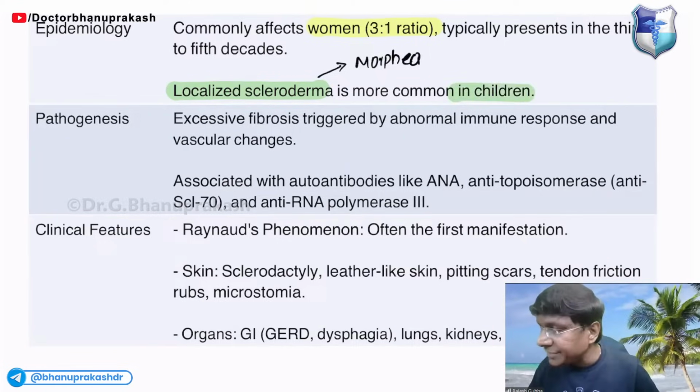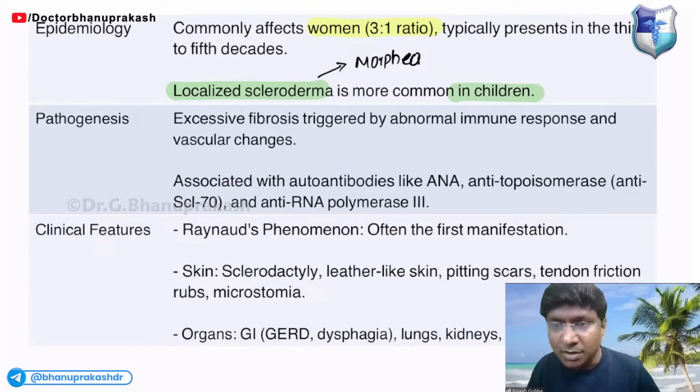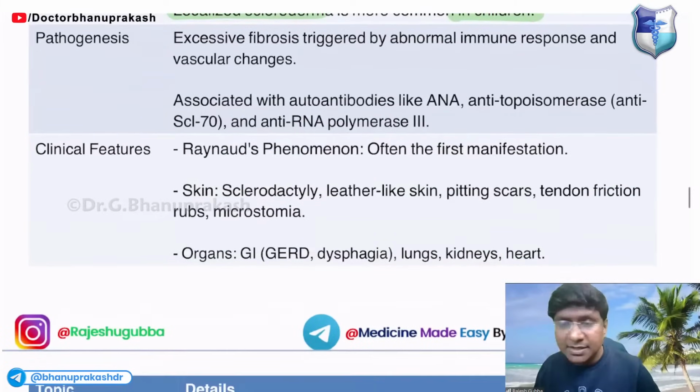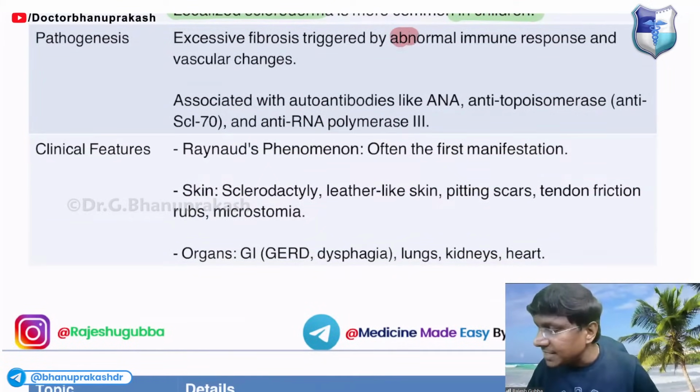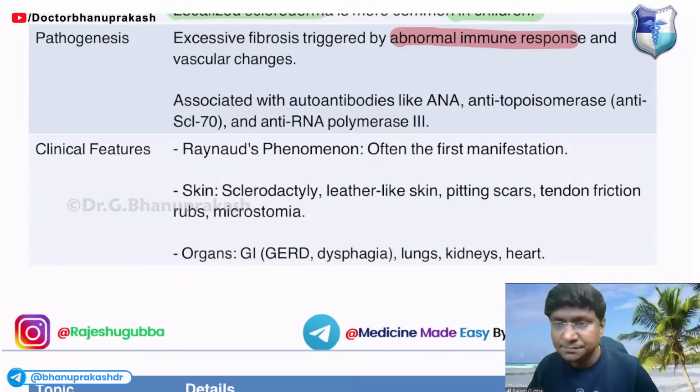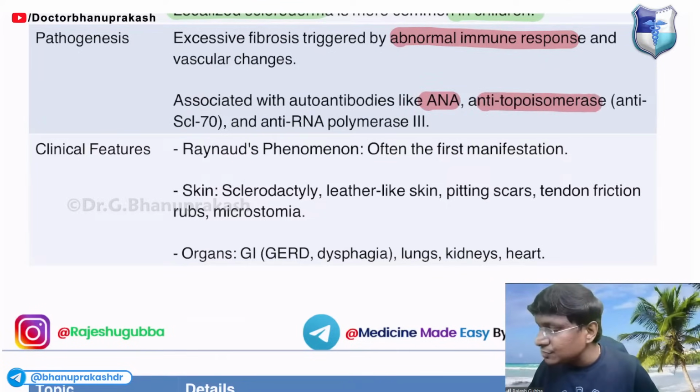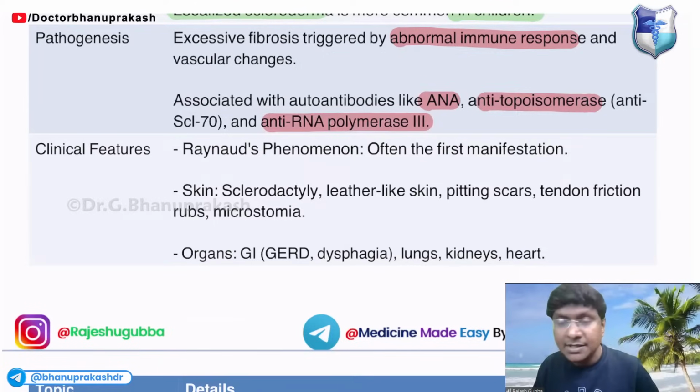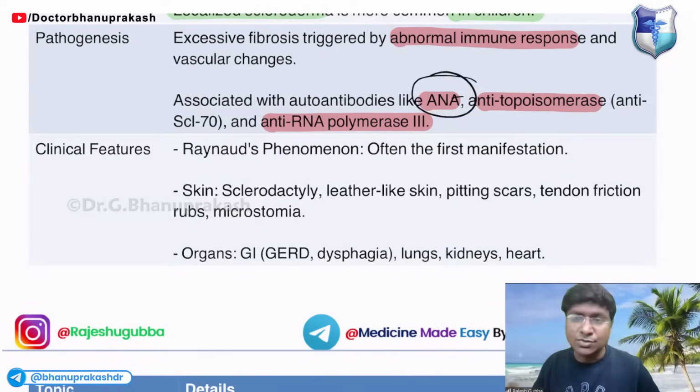And this is very common in children. What is the problem here? The problem here is there is excessive fibrosis, which is triggered by abnormal immune response. What are the antibodies? The antibodies that you will have are the anti-nuclear antibody, anti-topoisomerase antibody, and anti-RNA polymerase 3. These three are the important antibodies, but out of which your anti-nuclear antibody is not specific because it is present in many other conditions.